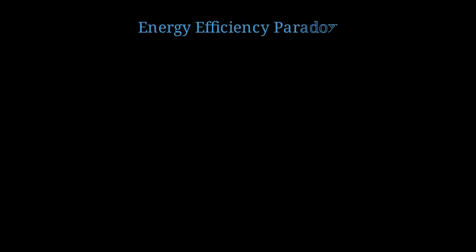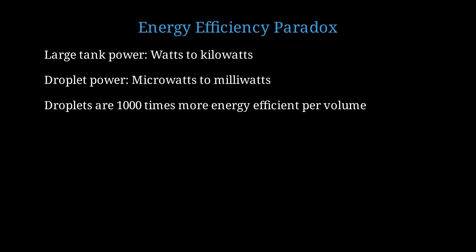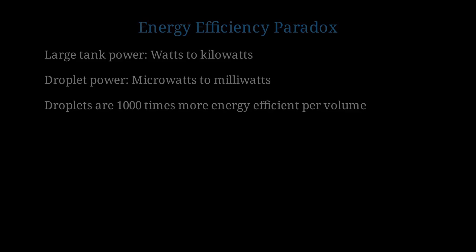There's another surprising aspect, energy efficiency. Which is more energy efficient, the large tank or the tiny droplet? A large stirred tank requires watts to kilowatts of power to maintain turbulent mixing. Moving a microdroplet requires only microwatts to milliwatts of power. The energy per unit volume per unit time is comparable, but the absolute energy is tiny. When you account for the faster mixing time, droplets are roughly 1,000 times more energy efficient per volume mixed.